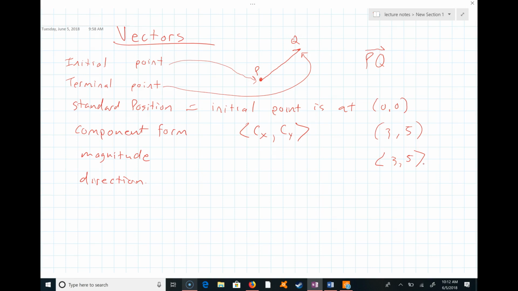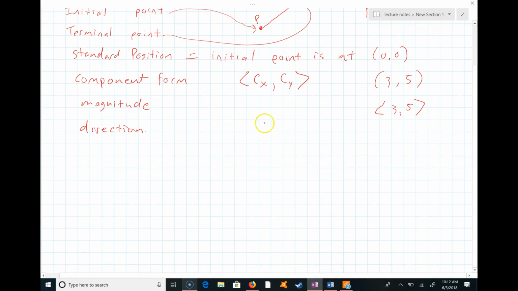So let's look at that point for a minute. 3, 5. The vector 3, 5. So that'd be over 1, 2, 3, up 1, 2, 3, 4, 5. So we'd have a vector that looks like that, right?